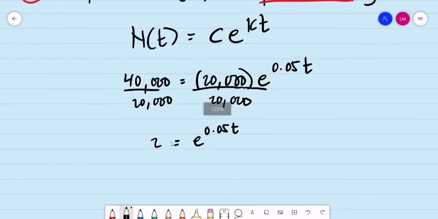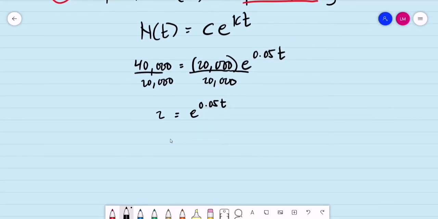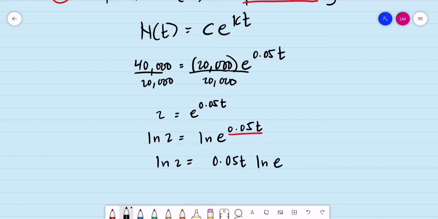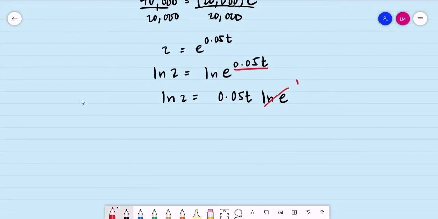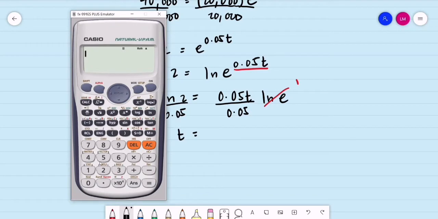And it's now equal to e raised to 0.05 t. All we have to do is bring down that exponent to solve for the value of t. We are using the natural logarithm. ln of 2 is now equal to the ln of e raised to 0.05 times the time. So we may now bring down this exponent. The ln of 2 is equal to 0.05 times the time times the ln of e. But we know that ln of e is the same as 1. So computing for the time, we may divide both sides of the equation by 0.05. So the time, now in terms of years, is equal to ln of 2 all over 0.05.